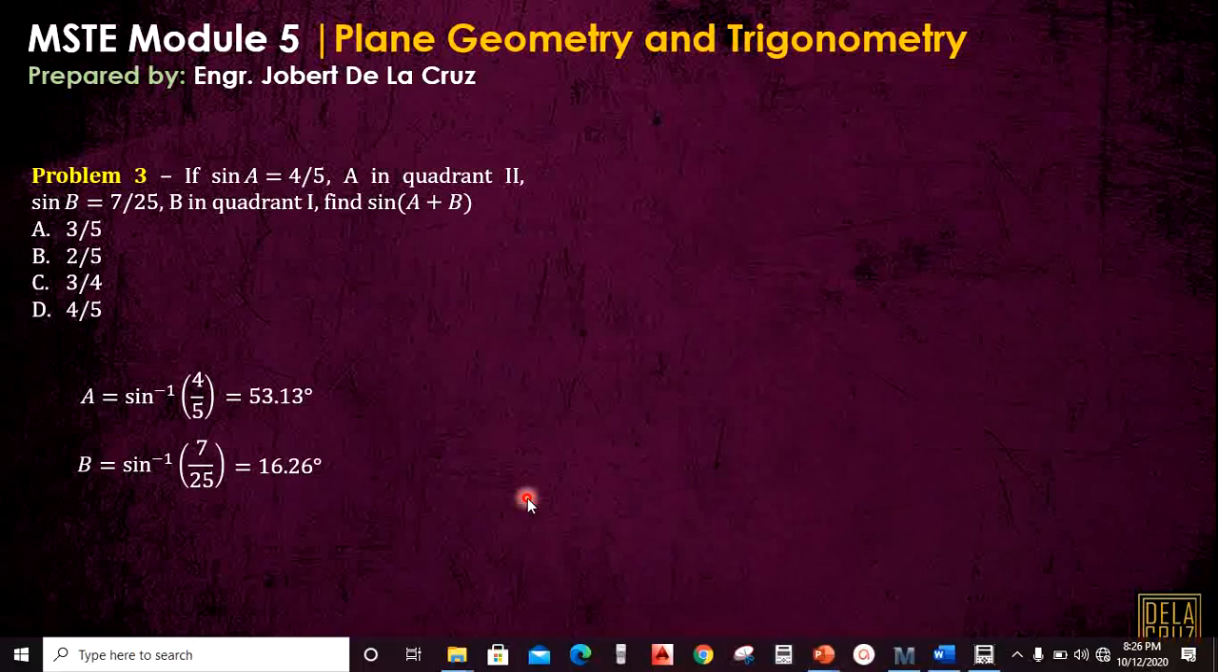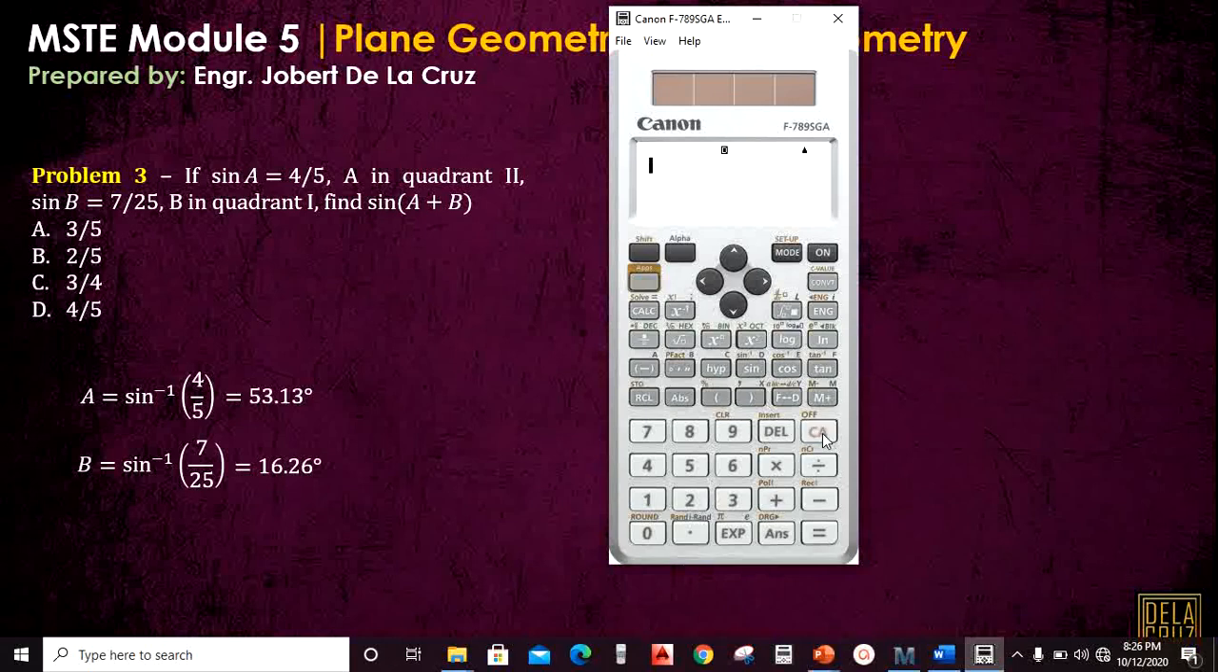Now, if we will try this on the calculator, again, let me do this one. Para exact values, no? Shift sine or arc sine of 4, 5. Okay, so let me store this one to A, ha? That one. Then, yung isa, shift sine 7 divided by 25. And let me store this one to B. Para exact values yung makukuha natin. Then, doing this one, sine A plus B. That one. It will give us this answer. Now, as you can see, wala siya sa choices.